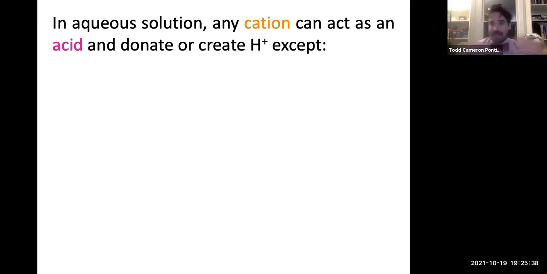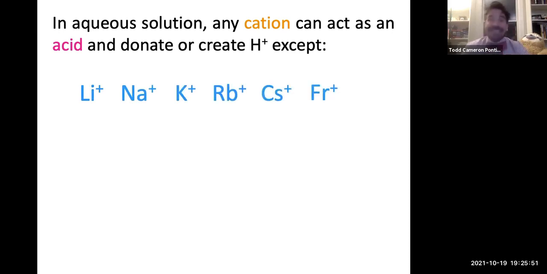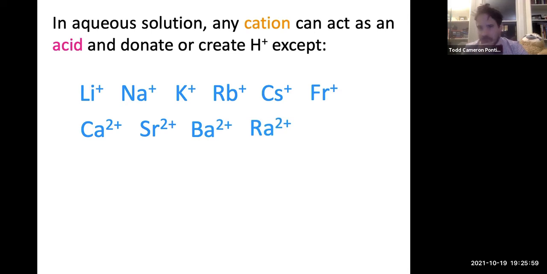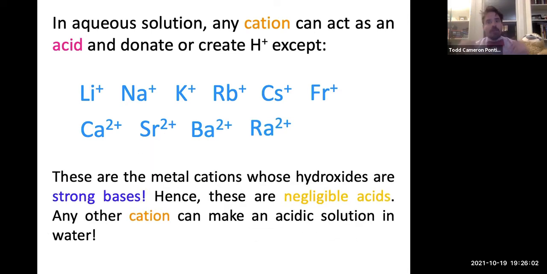Additionally, in aqueous solution, any cation can act as an acid and donate or create H plus, except for, and again, I hope you'll see a pattern here, Li plus, Na plus, K plus, Rb plus, Cs plus, Fr plus, Ca2 plus, Sr2 plus, Ba2 plus, and Ra2 plus. Now, do these look familiar? I hope so, because these are the metal cations that are related to strong bases. These are the group 1 metal cations and the group 2 metal cations, calcium and below. Generally speaking, anything else with a positive charge is going to be able to act as an acid in aqueous solution.